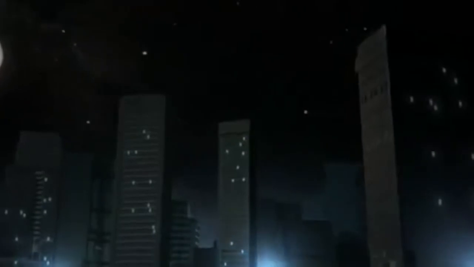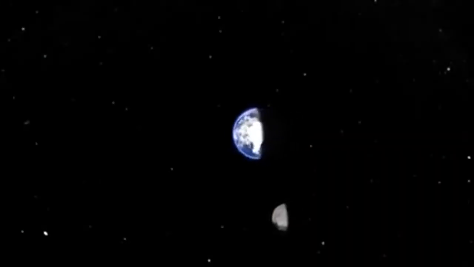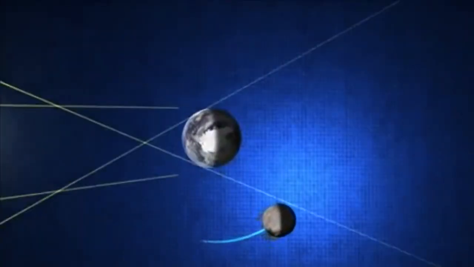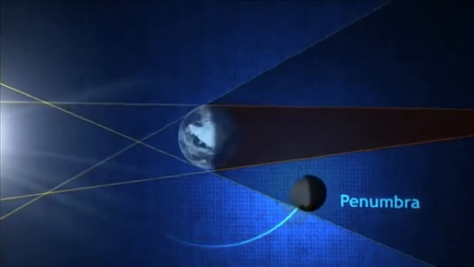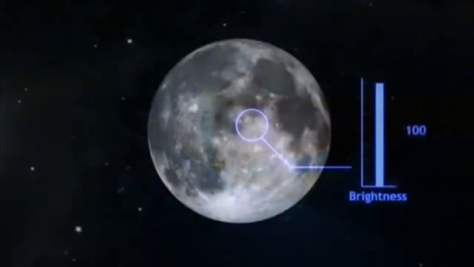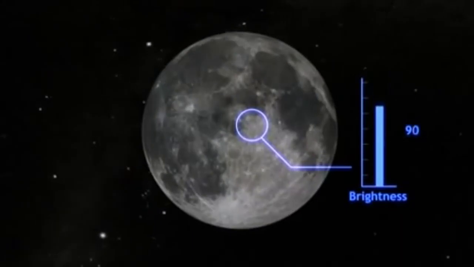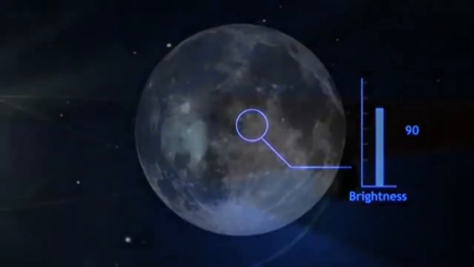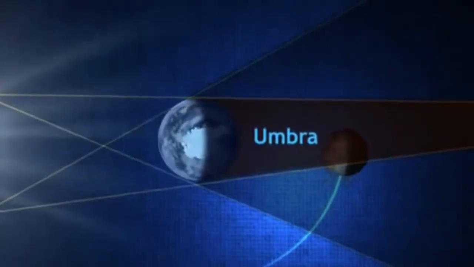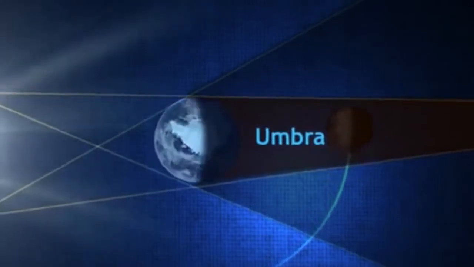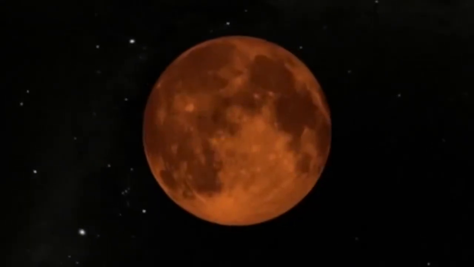If we were to look at what happens from space during an eclipse, it would go something like this. First, the moon passes through what's called the penumbra, where the sun's light is only partially obscured. This results in only a slight darkening of the moon. As the moon continues along its path, however, it enters what's called the umbra, where all direct light from the sun is blocked. But if the sun is blocked, why does the moon turn red?